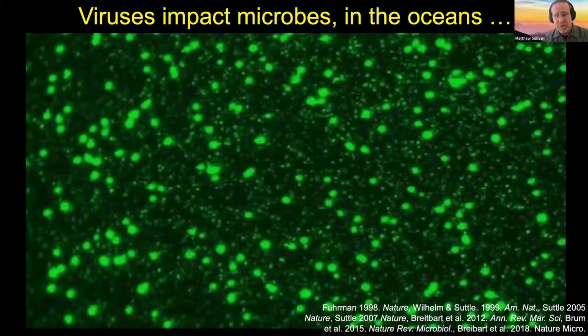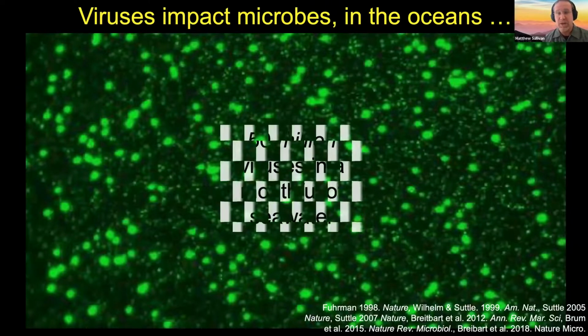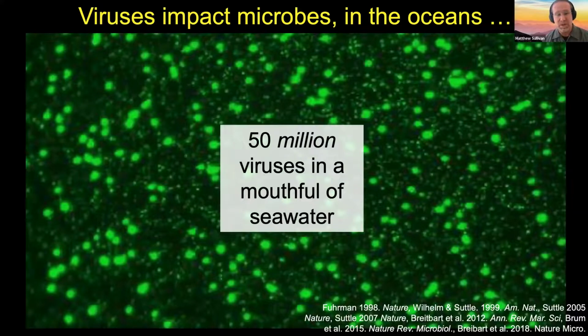And in the oceans, this would be a picture of seawater that's been concentrated and then stained with a DNA stain called SYBR Green. And the small dots are viruses and the big dots are cells. And in the oceans, we learned that there's a lot of viruses in a drop of seawater. If you swallow a mouthful of seawater when you're out swimming, you've swallowed 50 million viruses. And don't worry, these don't infect you or even your human cells or your human microbiota. These are, of course, ocean microbes that are adapted to infecting ocean hosts under ocean conditions.